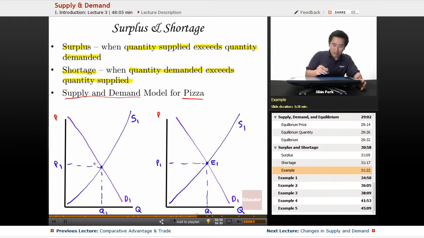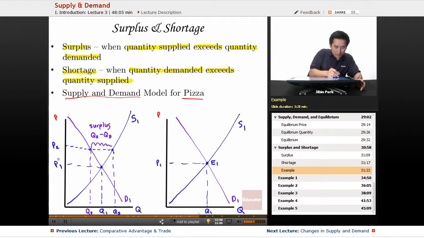So for example, let's say you are trying to charge P2 right here. What's going to happen is that the quantity supplied here, this is going to be the quantity supplied, and where the price intersects the demand curve, this is going to be the quantity demanded here. So the surplus would be the quantity supplied minus quantity demanded here. You're going to have a surplus of pizza.